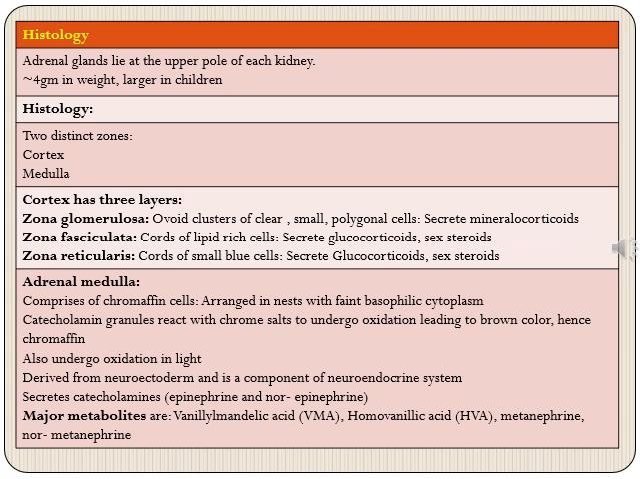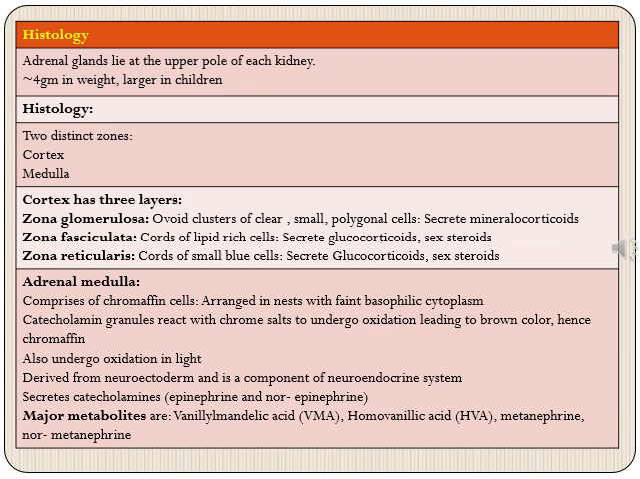Zona glomerulosa comprises ovoid clusters of clear small polygonal cells, and they express mineralocorticoids. Zona fasciculata is next up. It has cords of lipid-rich cells which secrete glucocorticoids and sex steroids. And finally, we have the innermost layer, which is zona reticularis, which comprises cords of small blue cells which secrete glucocorticoids and sex steroids. So these are the three different layers and different hormones of the cortex.